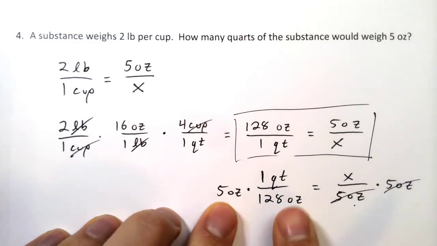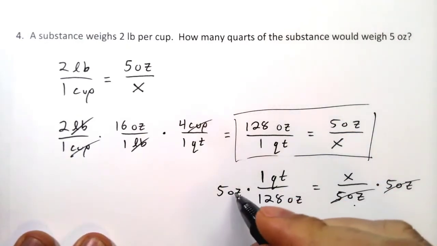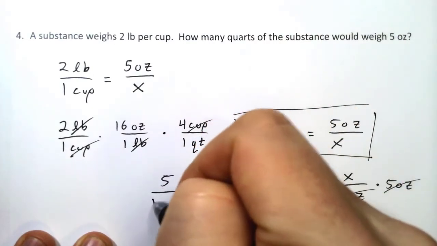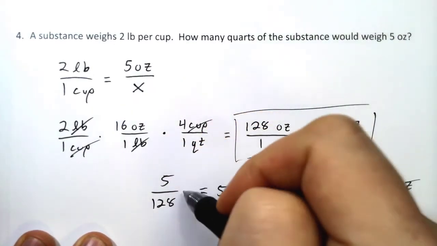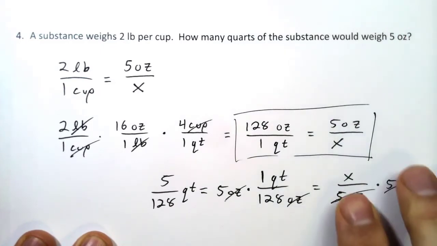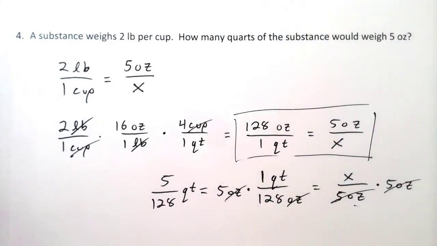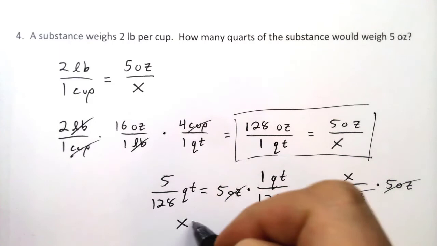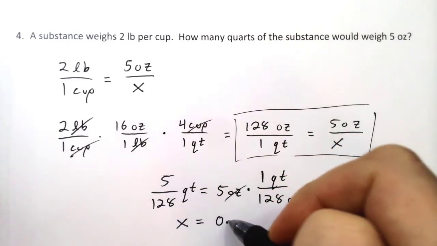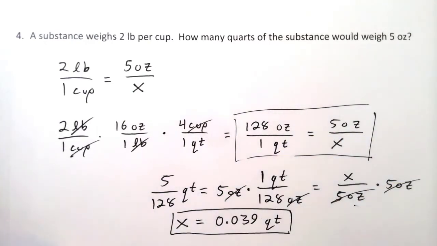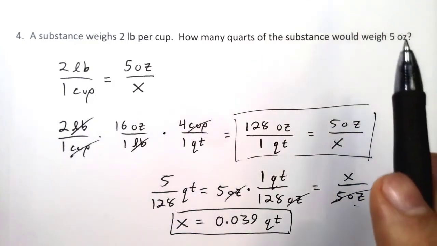What does x equal? Well, it equals what I get when I simplify what's on the left-hand side. Notice the ounces cancel. I have 5 times 1 divided by 128. This is 5 over 128. Notice that the units left over are just quarts. Right? So the x equals 5 over 128 quarts. If you want to see that as a decimal, just go ahead and compute that. And we see that x equals 5 divided by 128 is 0.039. So this is my final answer. 0.039 quarts of the substance would weigh 5 ounces.